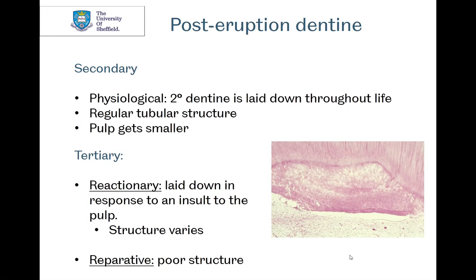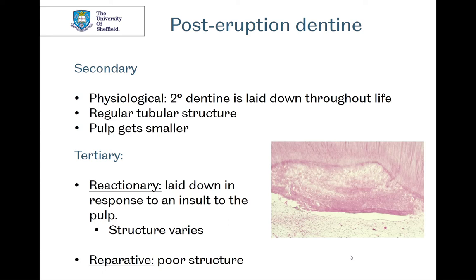Once the tooth erupts, the pulp still continues as a live tissue, if you like, in conjunction with the dentine. So on an ongoing basis, the odontoblasts are still laying down dentine. It's now secondary dentine because it's laid down after eruption. That secondary dentine, slowly formed, is pretty regular, pretty well formed, and it just means that with age, the pulp gets smaller.